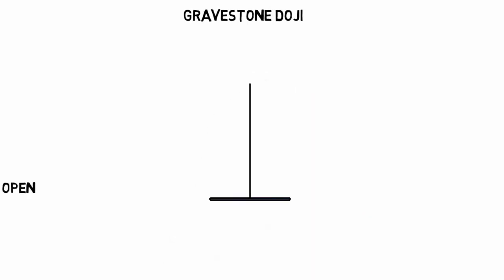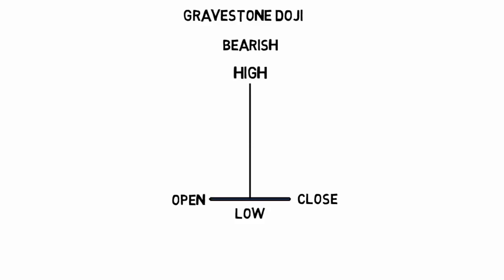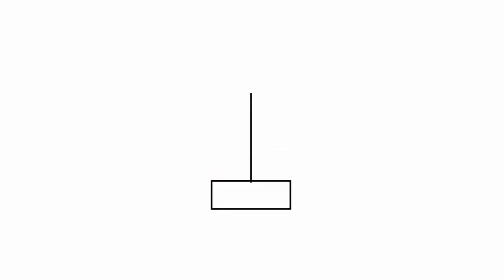A gravestone doji is the exact opposite of a dragonfly doji. It is a bearish reversal pattern, and we will only look for it in an uptrend. Bulls were in control. They pushed the price up, but this new high was rejected by bears, who managed to push the price back down to its open price.